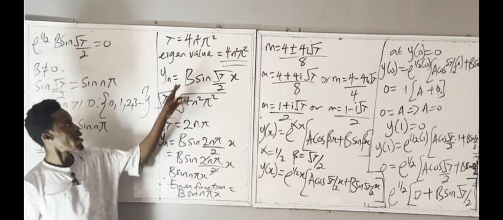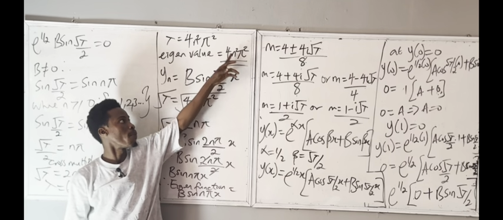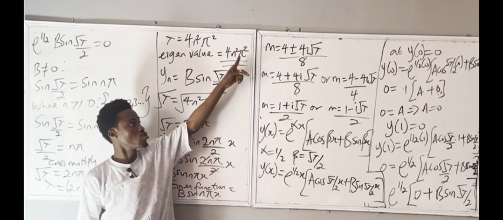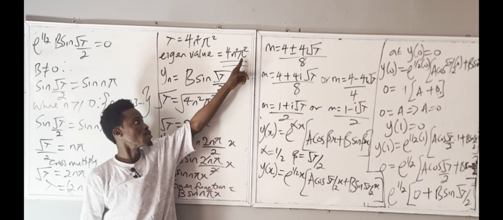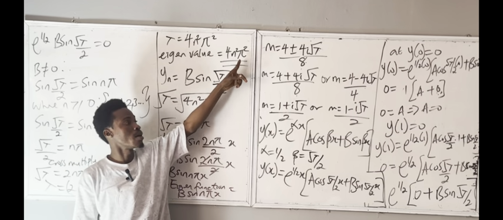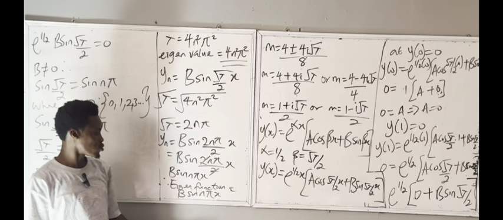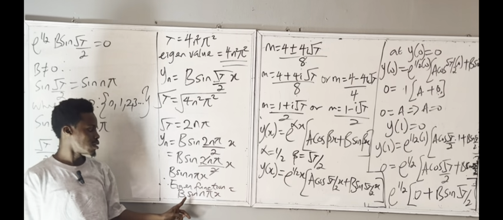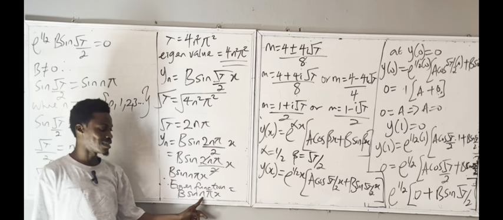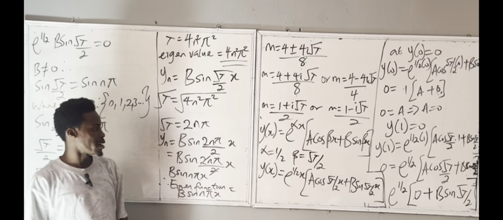So that is, my eigenvalue is 4n squared pi square. 4n squared pi raised to the power of 2. So my eigenfunction is what? B sine n pi x. That is b multiplied by sine of n pi multiplied by x.